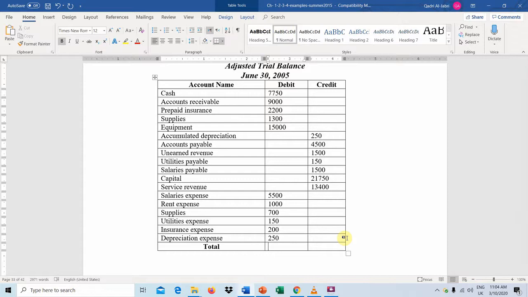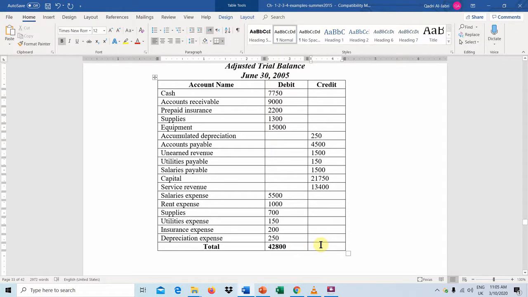7,750 plus 9,000 plus 2,200 plus 1,300 plus 15,000 plus 5,500 plus 1,000 plus 700 plus 150 plus 200. That will give me a total of 42,800. I hope that the total credit will be the same.